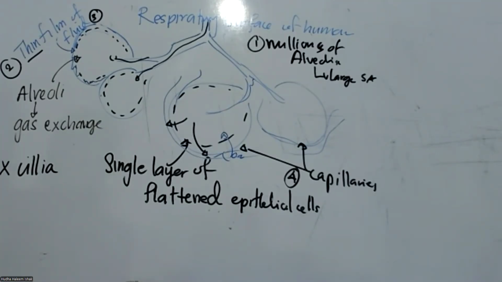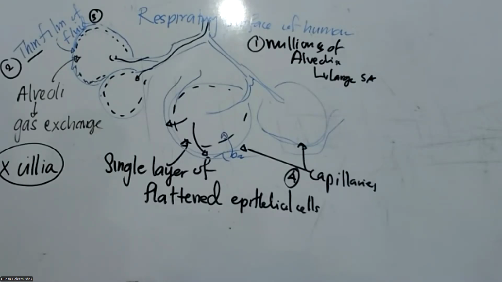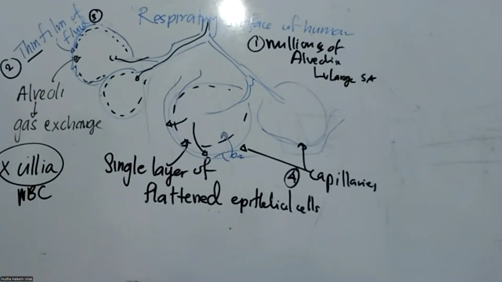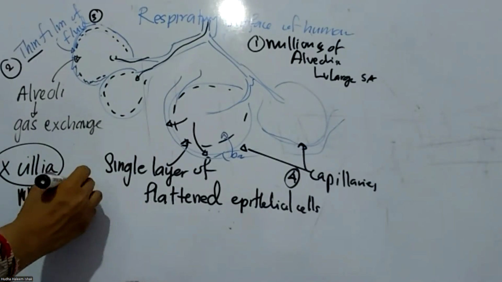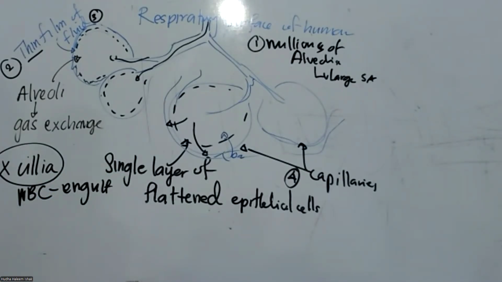Since, like we studied, there is no cilia in the alveoli, instead of cilia we have white blood cells, WBC. This white blood cells are also involved in defense mechanisms. So these white blood cells will engulf the foreign particles. How do we call this process? Engulfing foreign particles by the white blood cells is called what process?